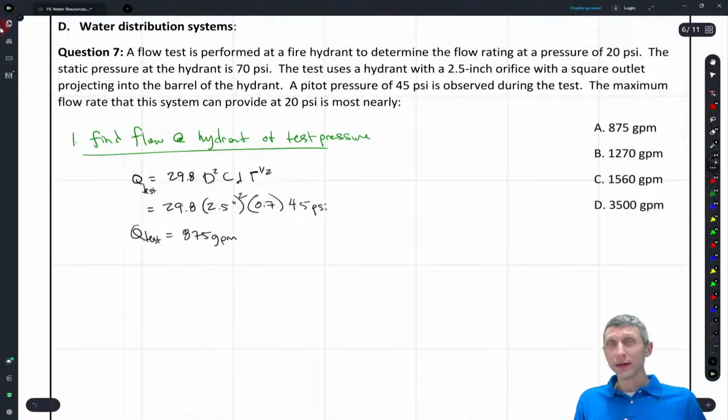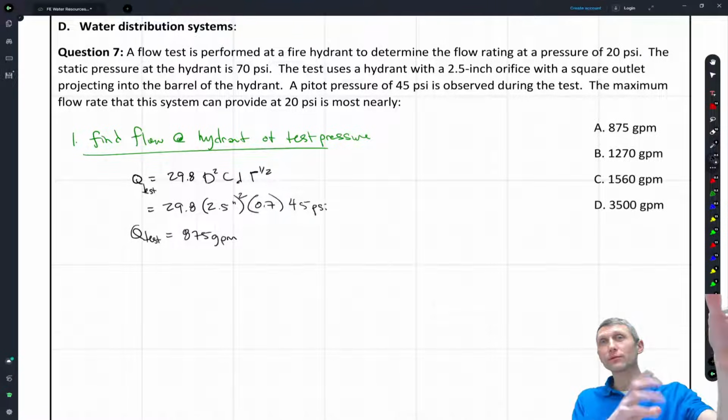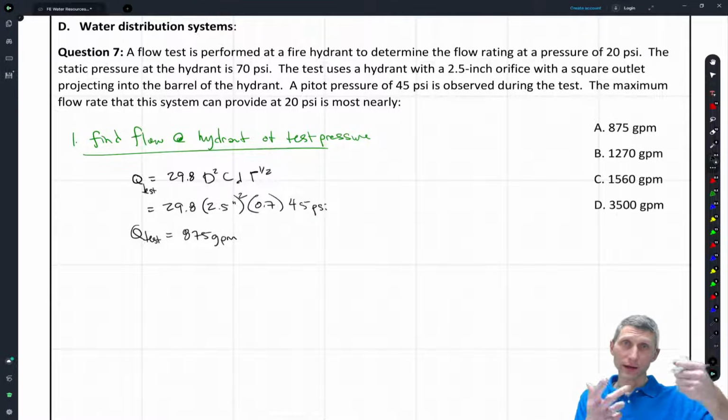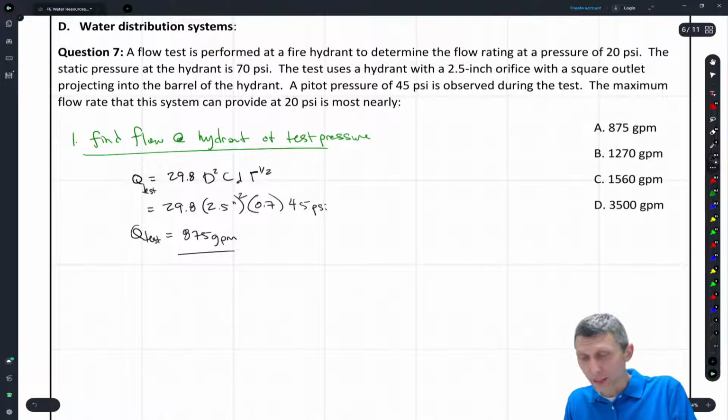So what do they do at the test? They open up the hydrant, let it rip, and take a pressure reading to figure out how much pressure is coming out. You convert that pressure to a flow. So that's step one.